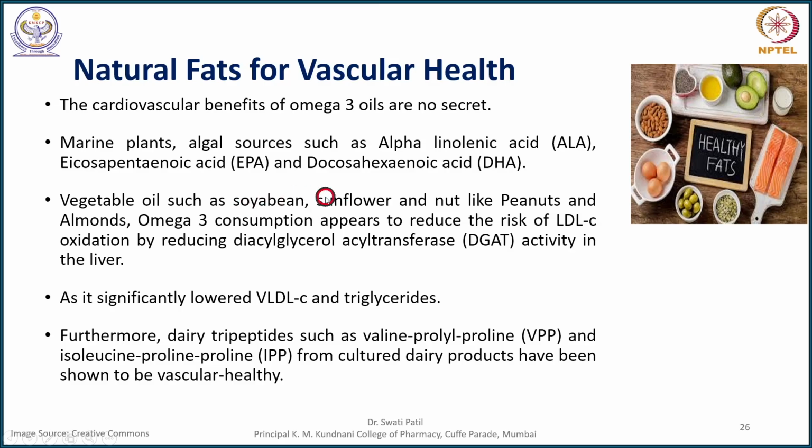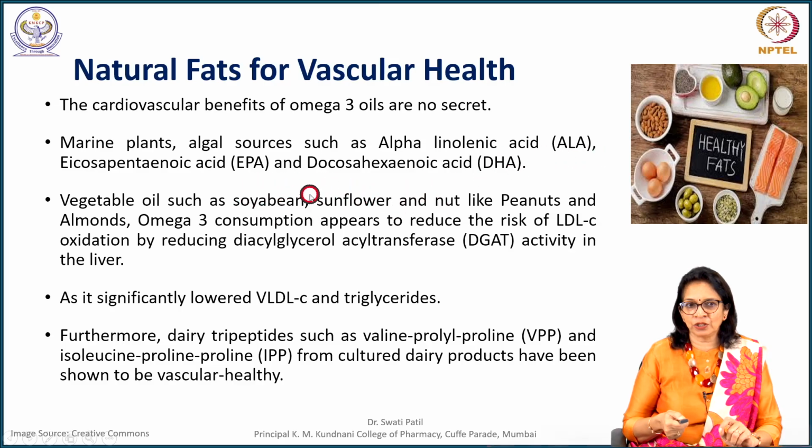The natural fats which are useful in maintaining cardiovascular health come from omega 3 fatty acids. Some of them are also found in marine plants and algal sources. Vegetable oils like soya bean, sunflower, peanut and almond oil are also known to contain omega 3 fatty acid, which helps in maintaining cardiovascular health.